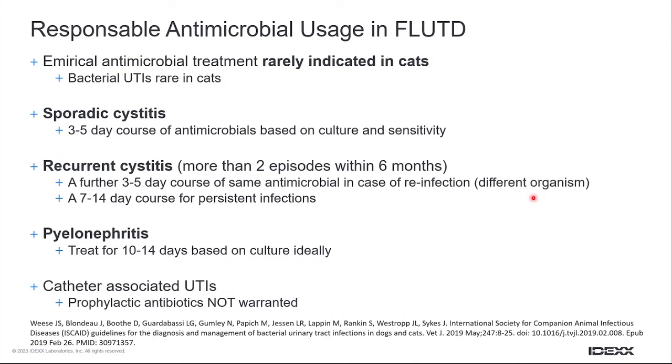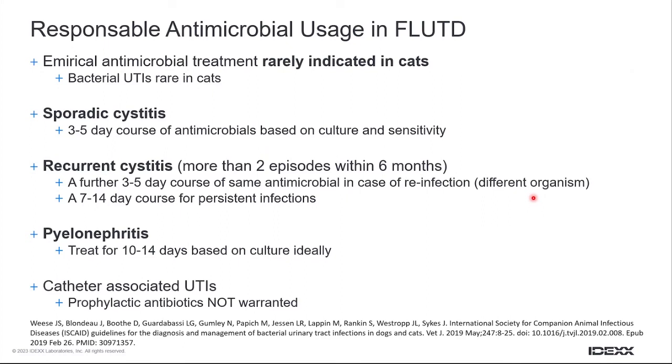It's rarely indicated in cats because of the low risk of it being a bacterial UTI unless there are comorbidities present. If you're faced with a cat with what's called sporadic cystitis, which is just a single episode of cystitis, and it is likely to be due to a bacterial UTI, then it's indicated that you wait until the culture and sensitivity come through before deciding to treat, unless there's a high risk of pyelonephritis. And when you do treat, it's only a 3 to 5 day course. A very short course should be more than sufficient, and that choice of antibiotics should be based on the culture and sensitivity.